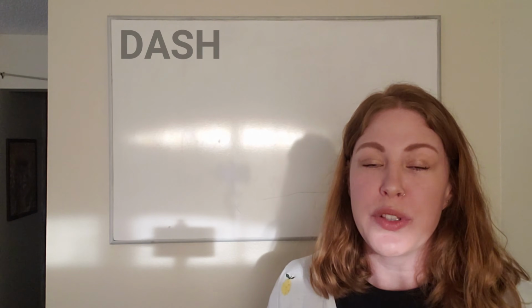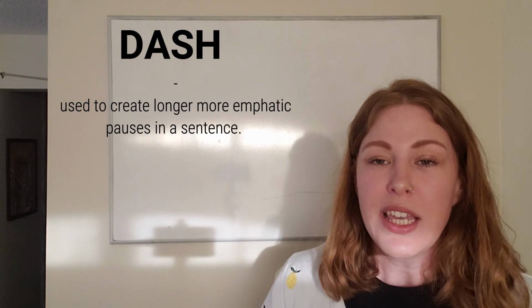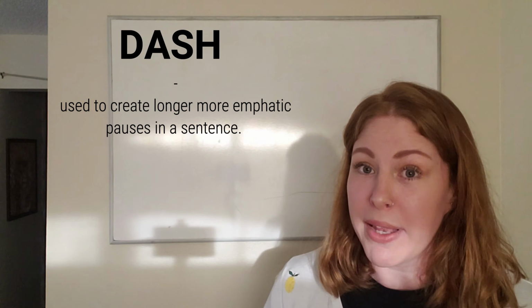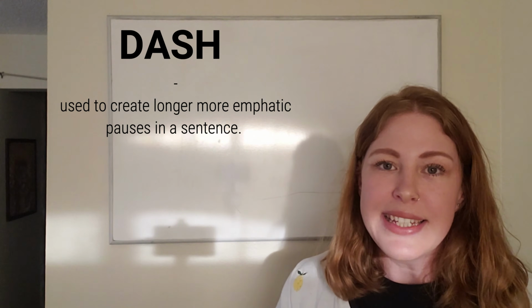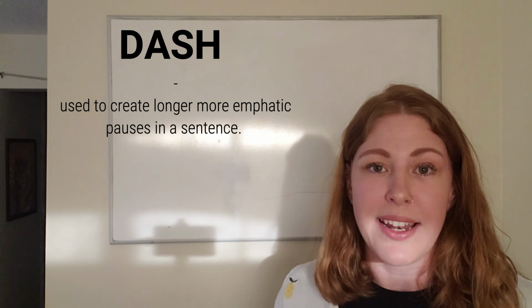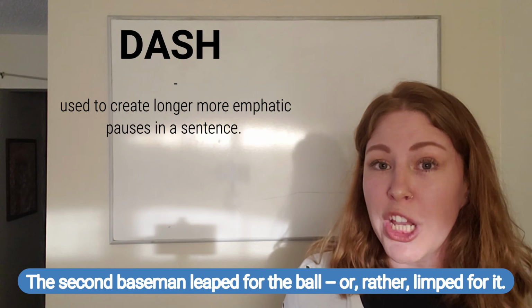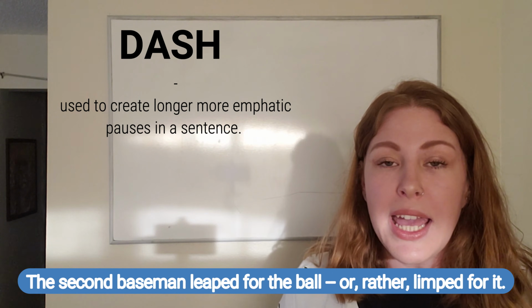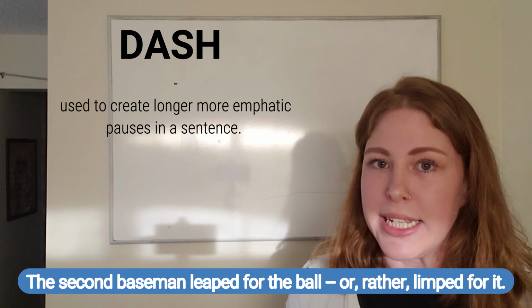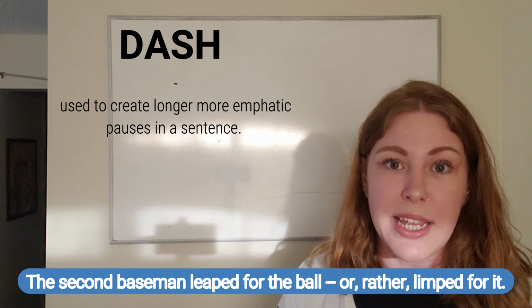Dashes are those long lines that you see in between words in a sentence. Usually, the words are not meant to go together. Instead, dashes are used to create longer, more emphatic pauses than commas. You want to use dashes to indicate an abrupt change of thought or a dramatic interrupting idea. You can also use dashes before a summary statement.